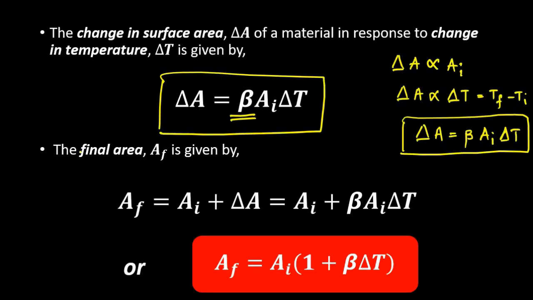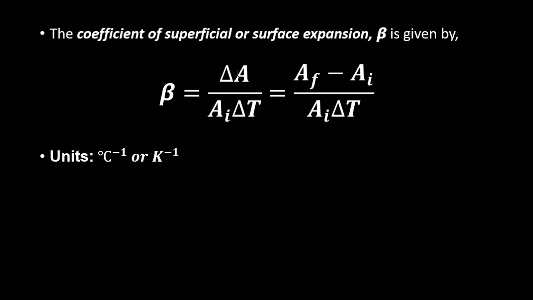From here, if we take Ai delta T to the denominator on the left hand side, we get beta equal to delta A by Ai delta T, which is equal to Af minus Ai by Ai delta T. Again, both in the numerator and denominator this is area, Af minus Ai, and Ai is also area. So this gets cancelled out and we have only temperature in the denominator. So again the unit is degree Celsius inverse or Kelvin inverse, same as linear expansion coefficient.